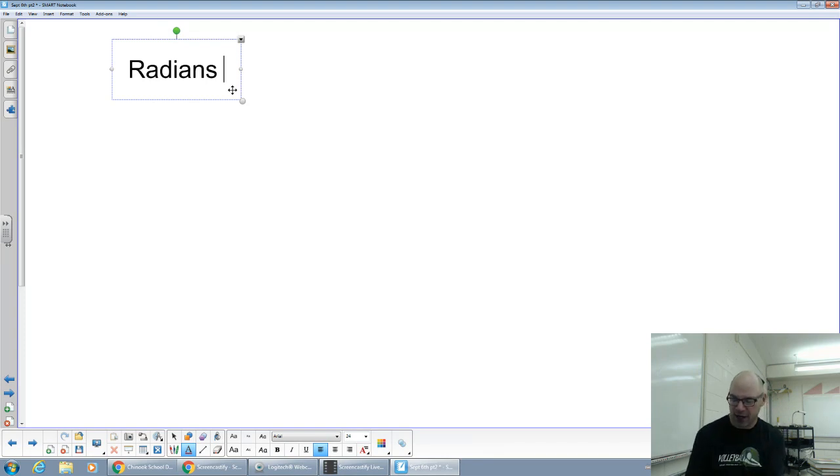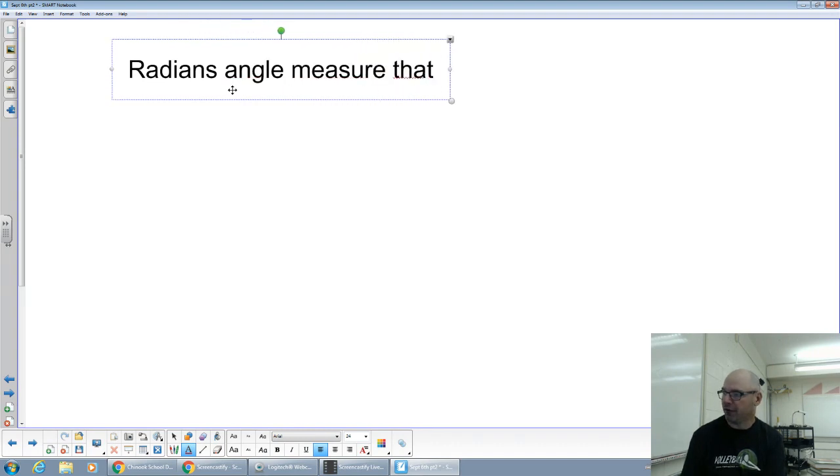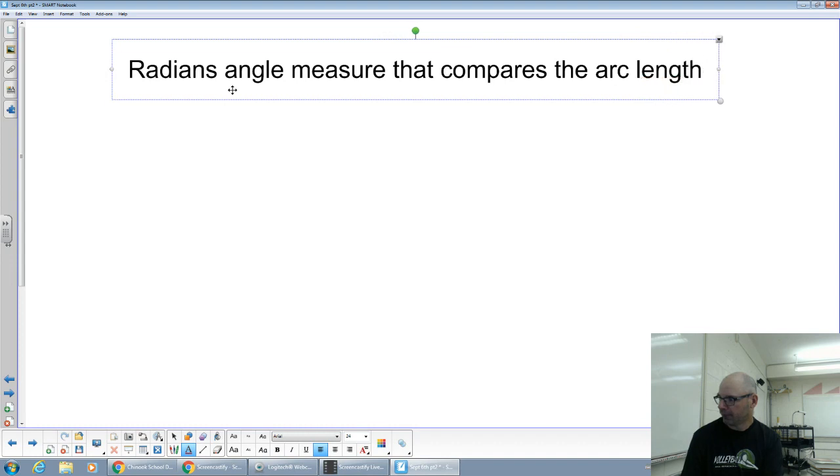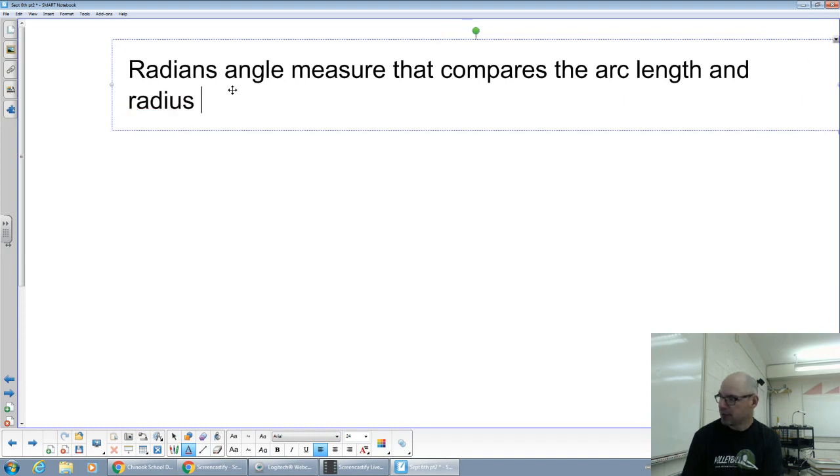So a radian is that angle measure that compares the arc length and radius of a circle, given the central angle, of course. Forming a central angle.